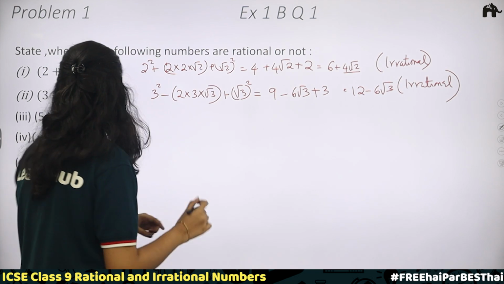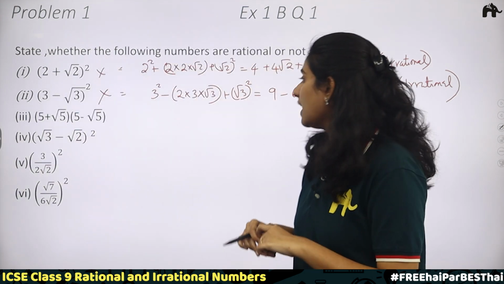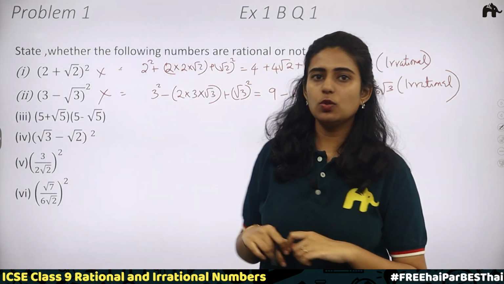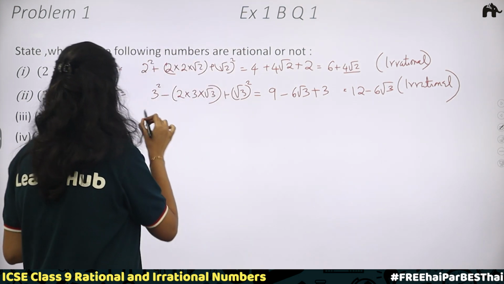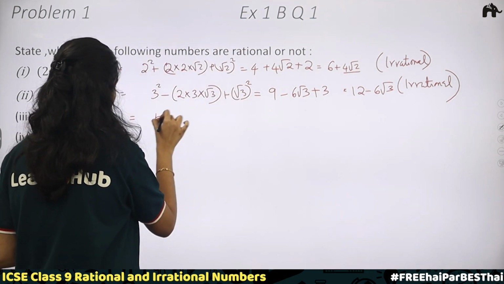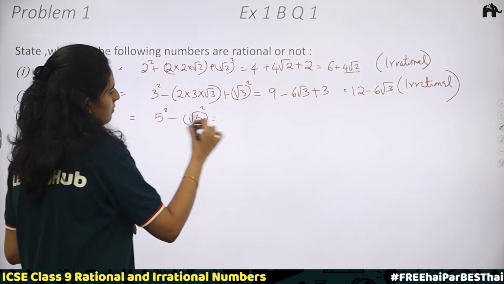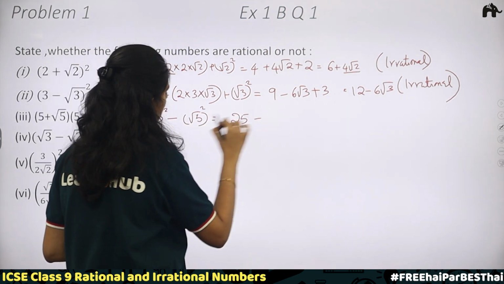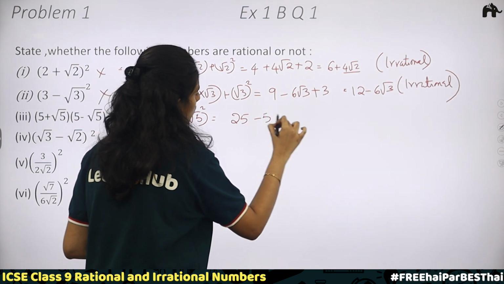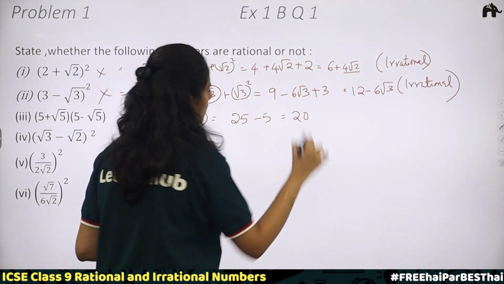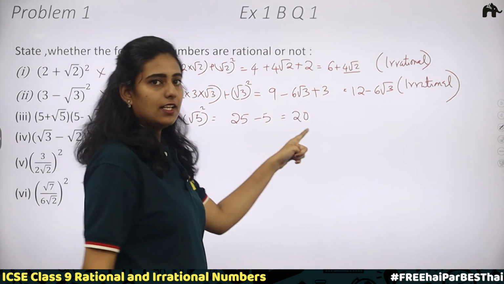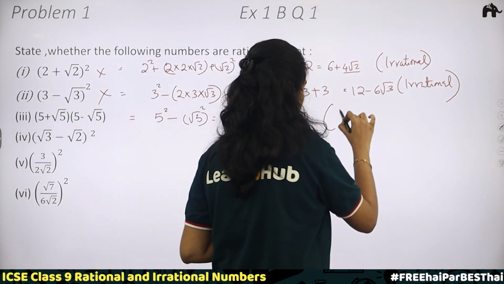The third one, (5 plus root 5) into (5 minus root 5). A plus b into a minus b form. That is equal to a square minus b square. 5 square is 25 minus root 5 square is 5. 25 minus 5, which is equal to 20. 20 is a rational number. So this is a rational number.